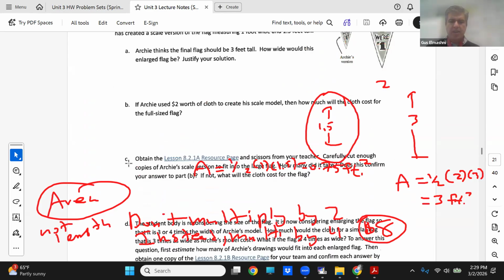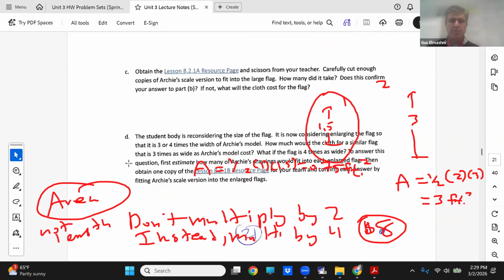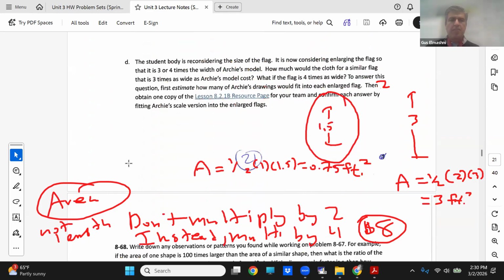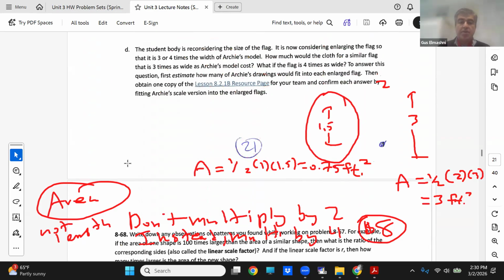Because part C is this activity, I didn't really prepare for that. Let's look at part D. It's now reconsidering the size of the flag. It's now considering enlarging the flag so that it's 3 or 4 times the width of Arch's model. How much would the cloth cost for a simple flag that's 3 times wide? How about 4 times wide?